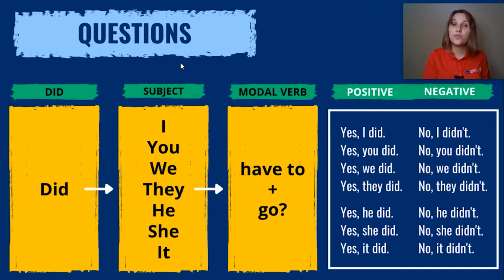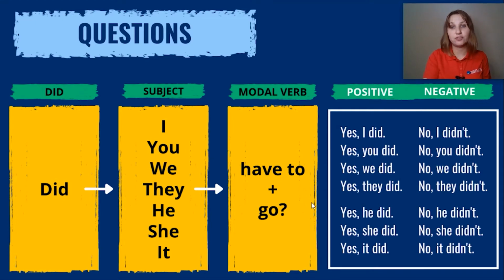And in order to form a question, you start with the auxiliary verb did, then you use a subject and a modal verb have to plus a verb. You could have a positive answer and you could have a negative answer, and those answers are formed in a very short form. Did I have to go? Yes, I did. No, I didn't.